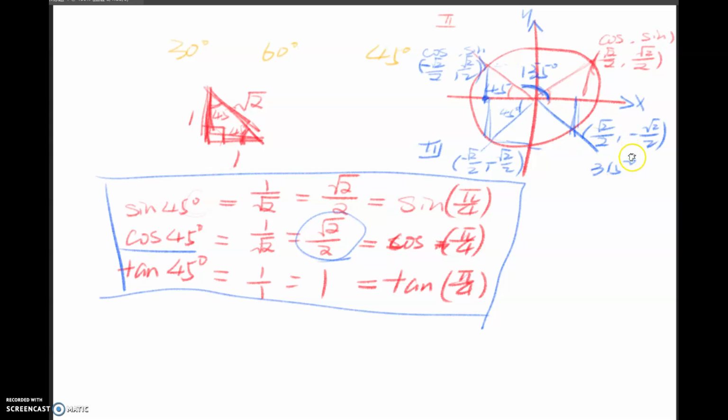Same thing for the fourth quadrant, if we go counterclockwise. So it will be 315 degrees. And this time, you're on the positive x-axis. So it will be positive square root of 2, which is the cosine, and negative square root of 2, which is the sine. Okay, so that's one round of a unit circle. And that's only 45 degrees. I would strongly recommend you to memorize sine, cosine, tangent of 45, 30, and 60.